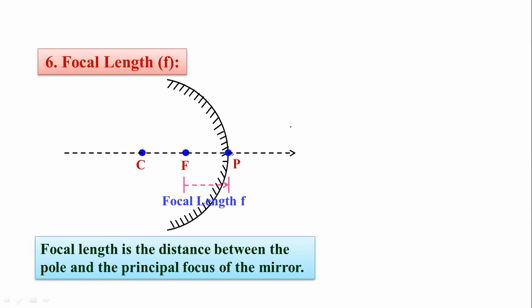So pole and principal focus. We take this point as F. So this is what we call the focal length. We can observe here, focal length is the distance between the pole and the principal focus of the mirror.